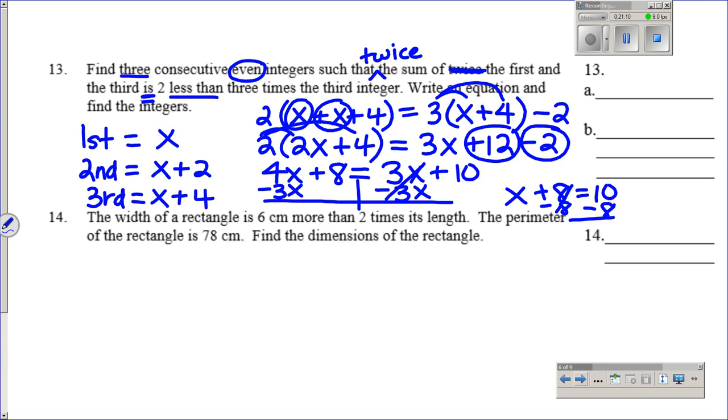So our first number is 2. The next integer, remember you substitute it into the expression 2 plus 2. So that simplifies to 4. And then your third number, you add 2 plus 4. So that integer is 6. And on line A, they were wanting us to write the equation. So I'm going to try to squeeze it on here. That was 2 times x plus 4 equals 3 times x plus 4 minus 2.